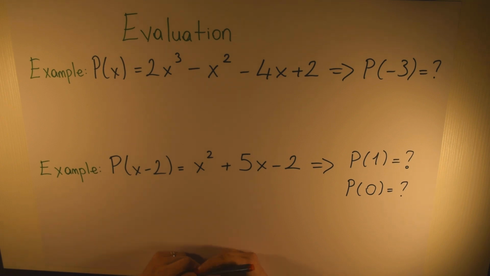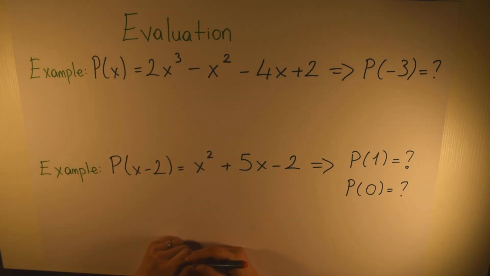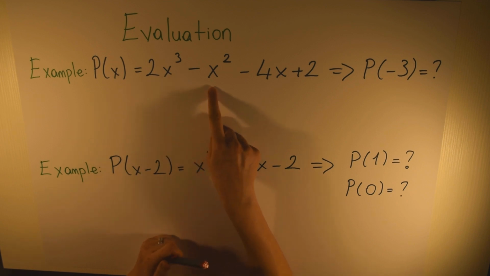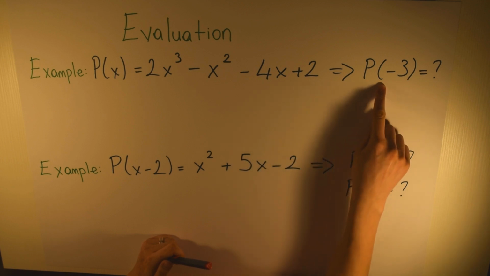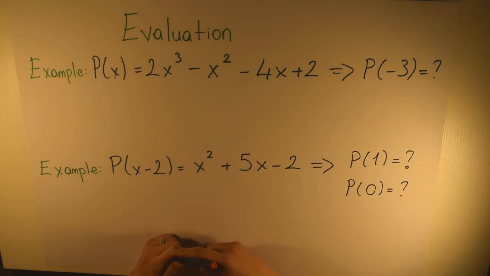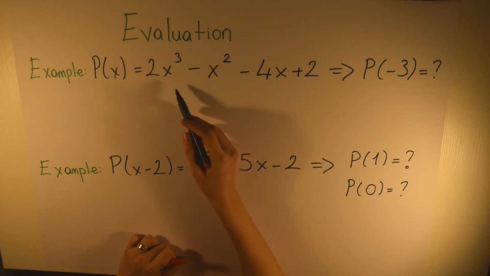Now we will continue with the evaluation. So evaluation is a very easy process. You just take the value or values you have been given, plug them in for the appropriate variables and simplify to find the result. So for example, here we have p(x) is equal to 2x to the power of 3 minus x to the power of 2 minus 4x plus 2, and p(-3) is asked. So what we are going to do is just put -3 instead of x here.